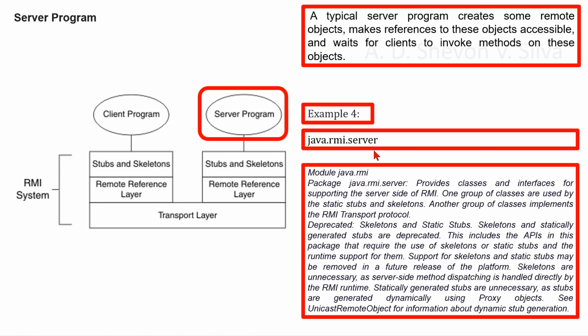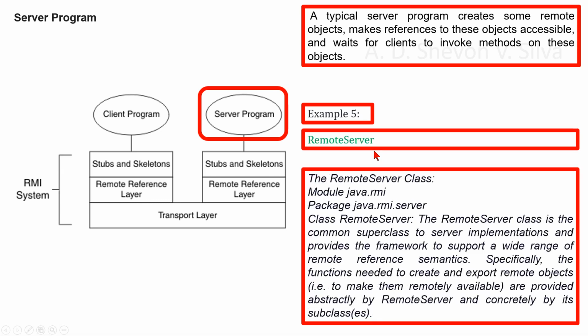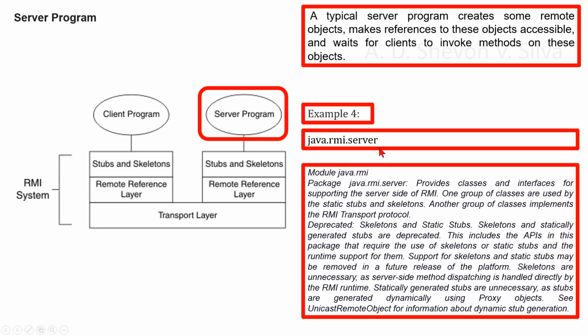This provides the APIs in this package that require the use of skeletons or static stubs and the runtime support for them. Support for skeletons and static stubs may be removed in a future release of the platform. Skeletons are unnecessary, as server-side method dispatching is handled directly by the RMI runtime. Statically generated stubs are unnecessary, as stubs are generated dynamically using a proxy object. See UnicastRemoteObject for information about dynamic stub generation. Now this package is in the module java.rmi.